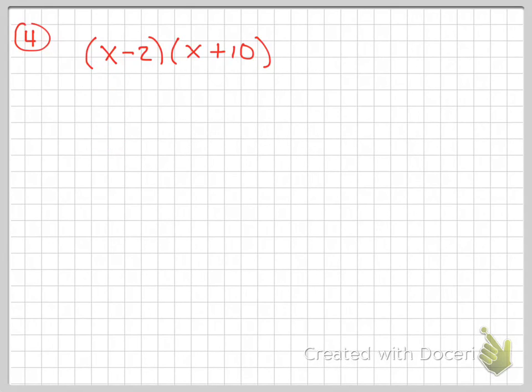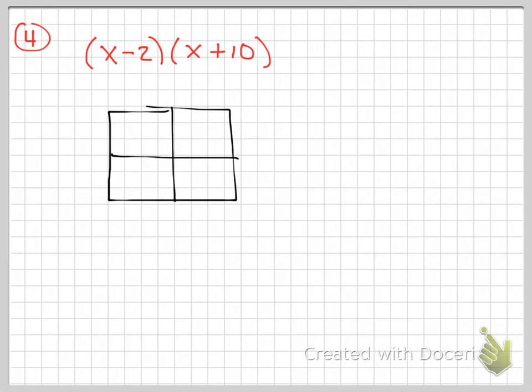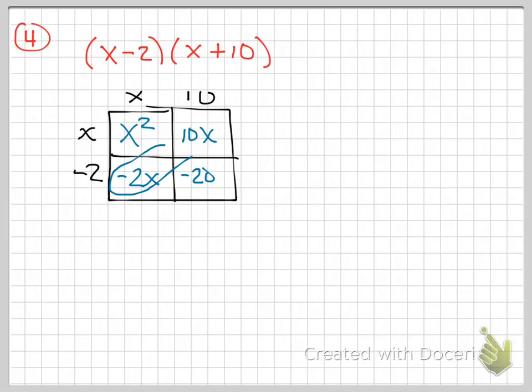Question number 4, we're supposed to expand, so in this case we need a generic rectangle. So I have x minus 2, and I have x plus 10. X times x is equal to x squared. X times negative 2 is equal to negative 2x. X times 10 is equal to 10x. Negative 2 times 10 is negative 20. If I combine my x's together, it looks like that would be 8x, so I'm left with x squared plus 8x minus 20.